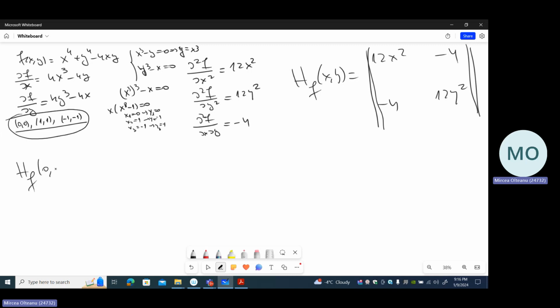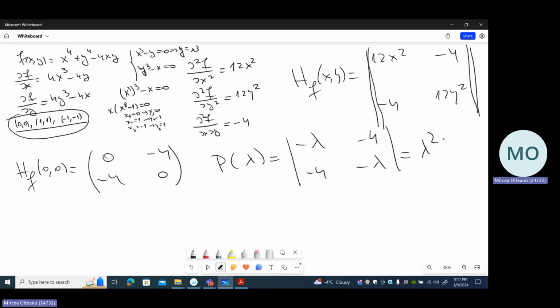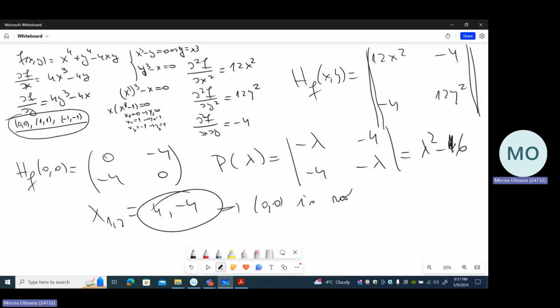First, the Hessian matrix at (0, 0) is 0, minus 4, minus 4, 0. The characteristic polynomial will be lambda squared minus 16. So the roots lambda 1, lambda 2 are obviously 4 and minus 4. So there are positive and negative eigenvalues. That means (0, 0) is not a local extremum.